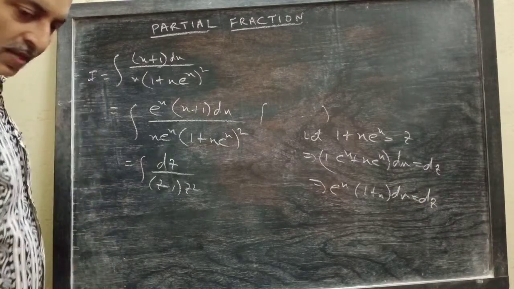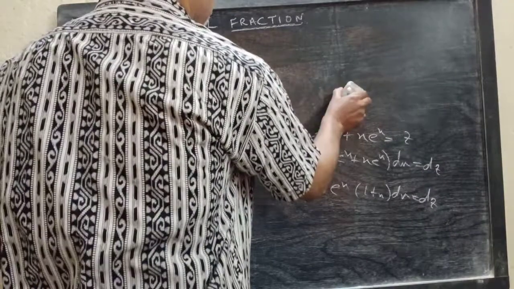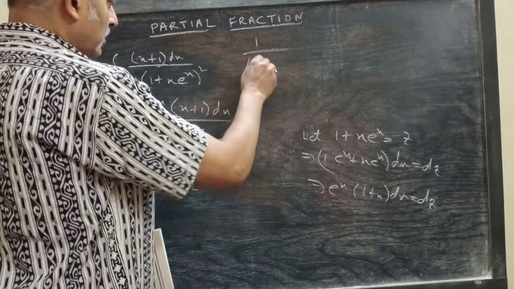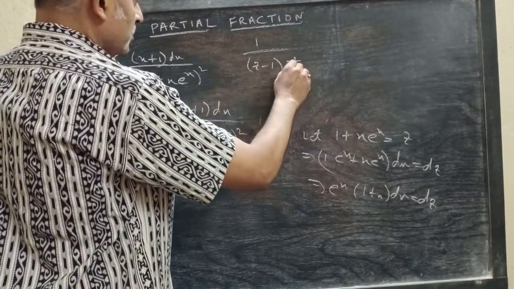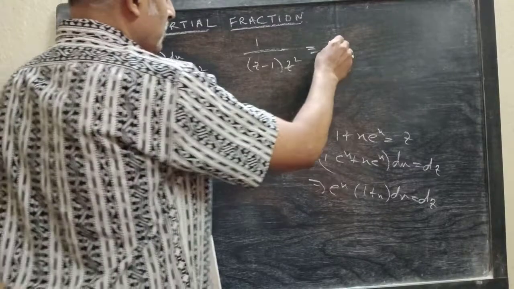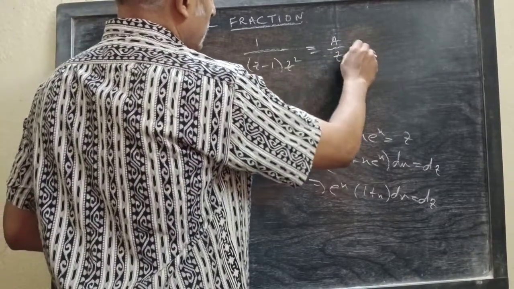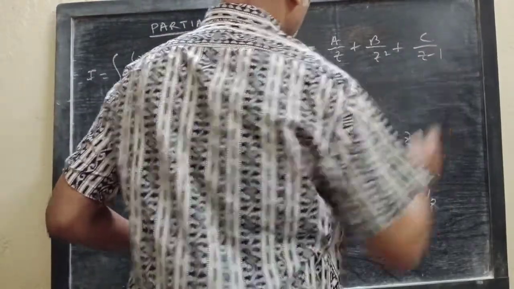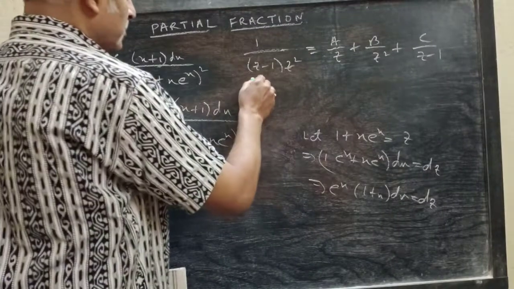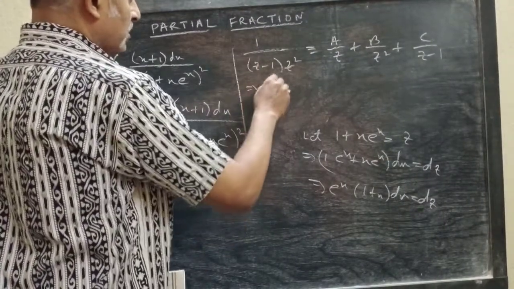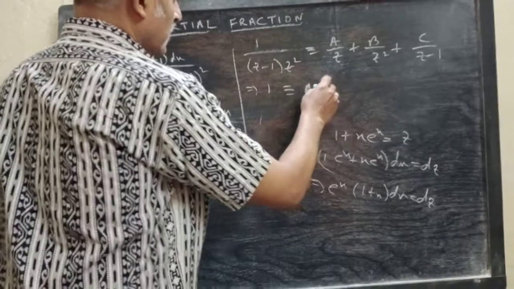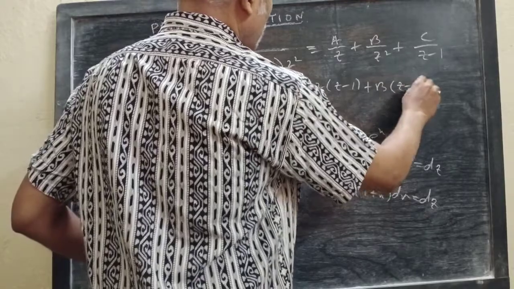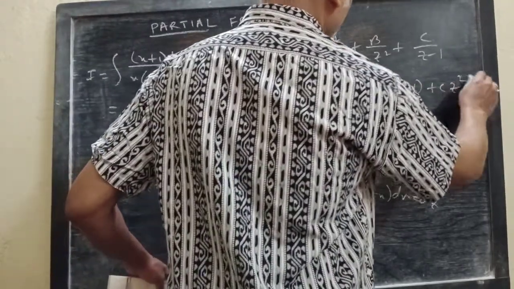Now let us consider the fraction 1 by (z minus 1) into z square. This can be decomposed as a by z, b by z square, c by z minus 1. Now multiplying both sides by the denominator, we get 1 identically equal to a z into (z minus 1) plus b into (z minus 1) plus c z square.